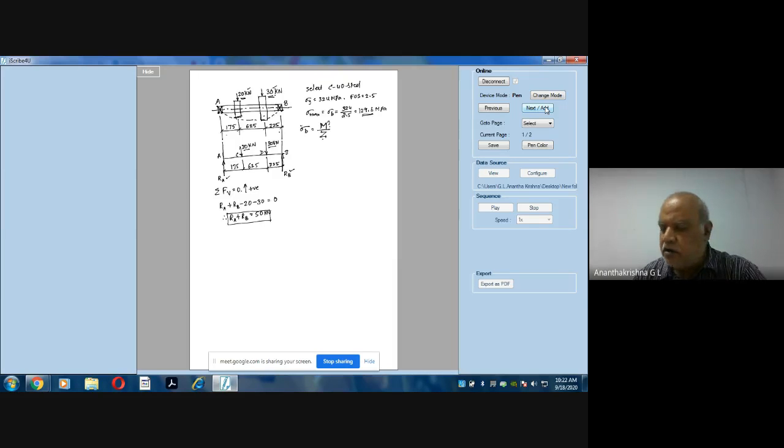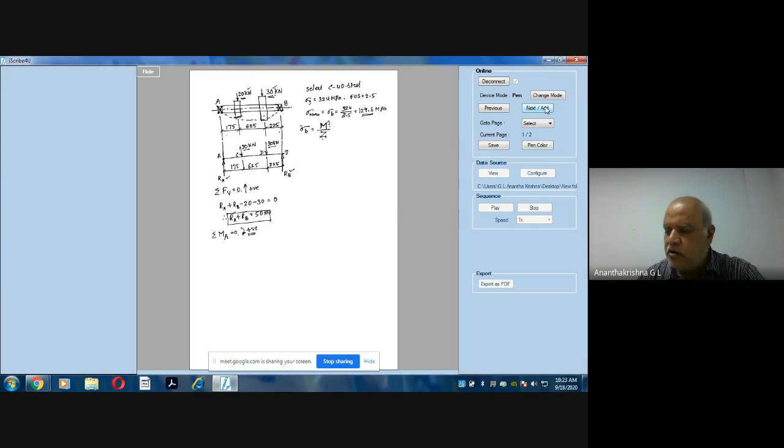Next, sum of moments about a point. I take point A. Sum of moments about A is equal to 0, taking clockwise positive. This is what we have learnt in basic engineering mechanics. I am now trying to find out the values of reactions RA and RB, by taking the sum of moments about A equal to 0, taking clockwise positive.